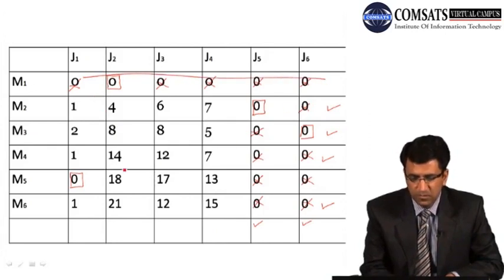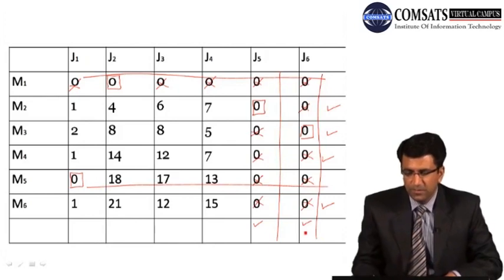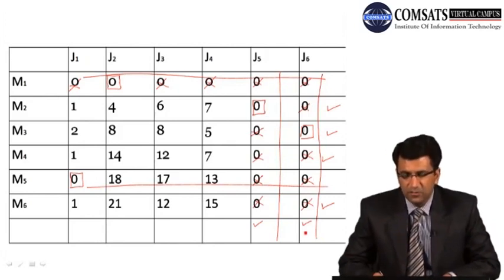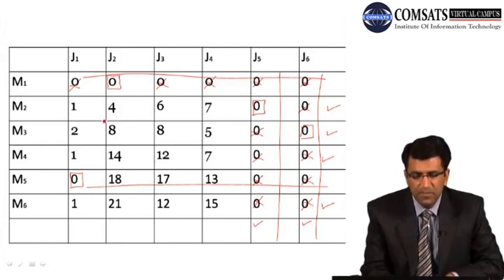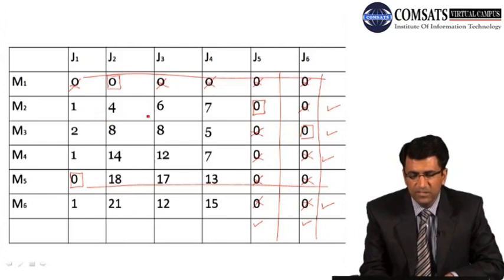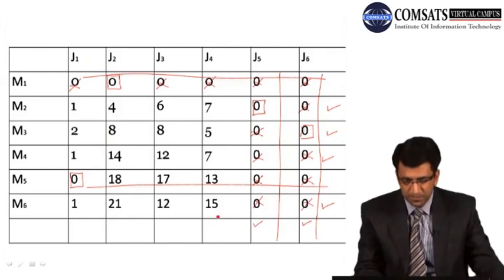Unticked rows, and the ticked columns. These are the ticked columns. Now after these lines, you'll have to find out the minimum number through which line is not being passed. And again, you can see class, these are the numbers, that is 1, 4, 6, 7, 2, 8, 8, 5, 1, 14, 12, 7, 1, 21, 12 and 15, through which no line is being passed.